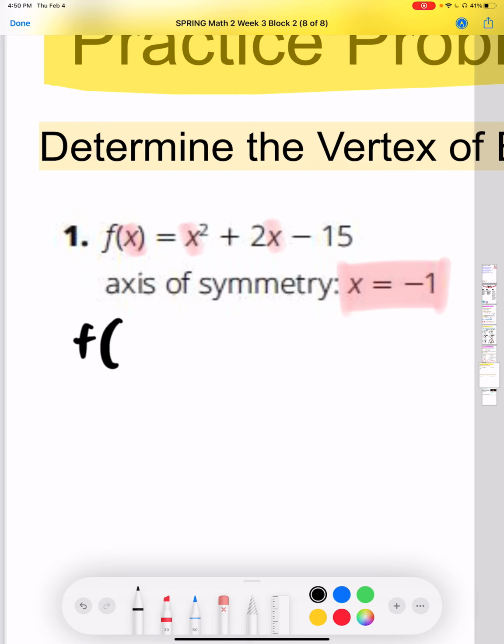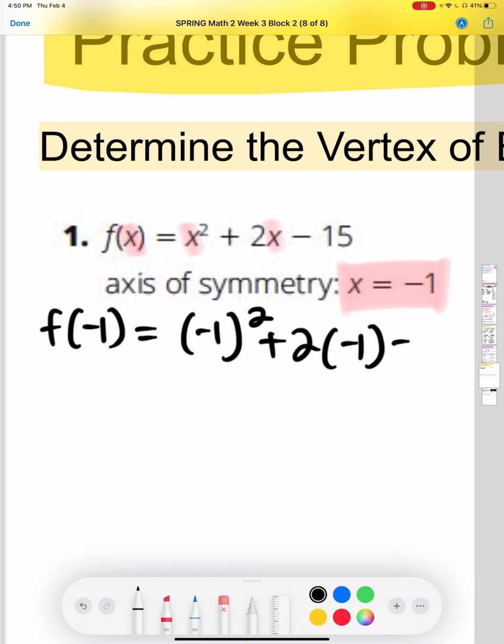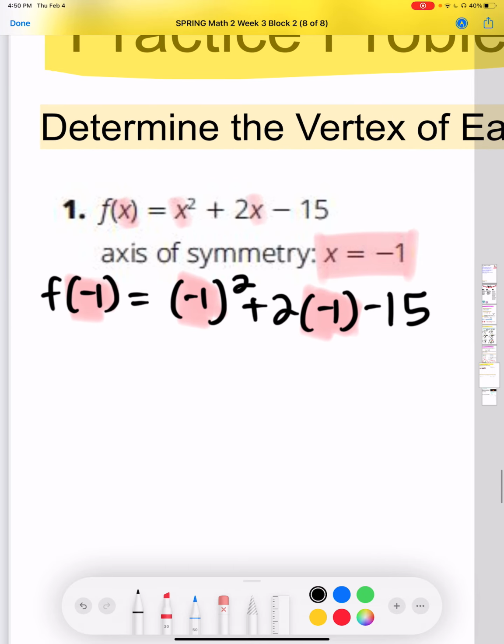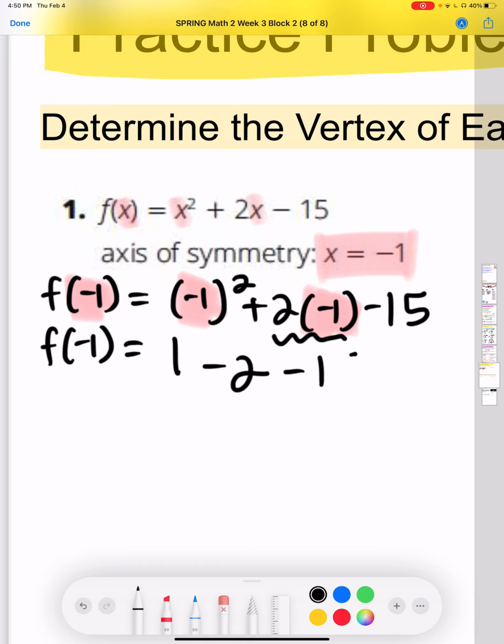So I'm going to have f of negative 1 equals negative 1 squared plus 2 times negative 1 minus 15. All I've done is replace every x with a negative 1. You want to plug that in to see what the y-coordinate of the vertex is. Rewrite the f of negative 1 on the left side. That's always going to stay like that for now. It is equal to negative 1 squared, which is positive 1, plus 2 times negative 1, which is negative 2, minus 15.